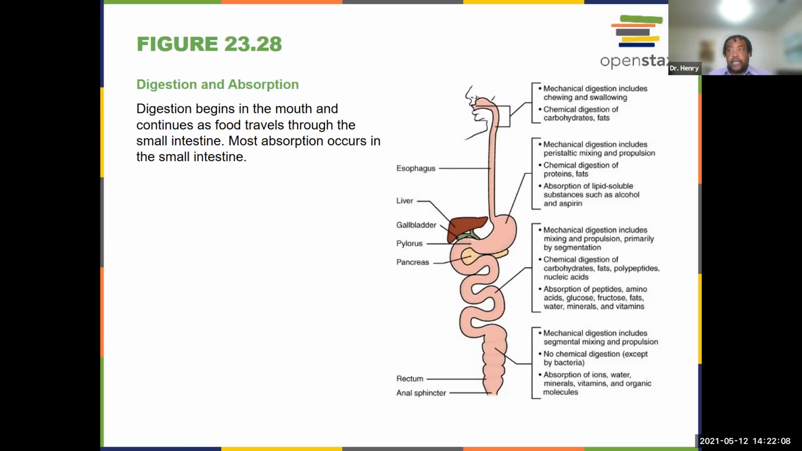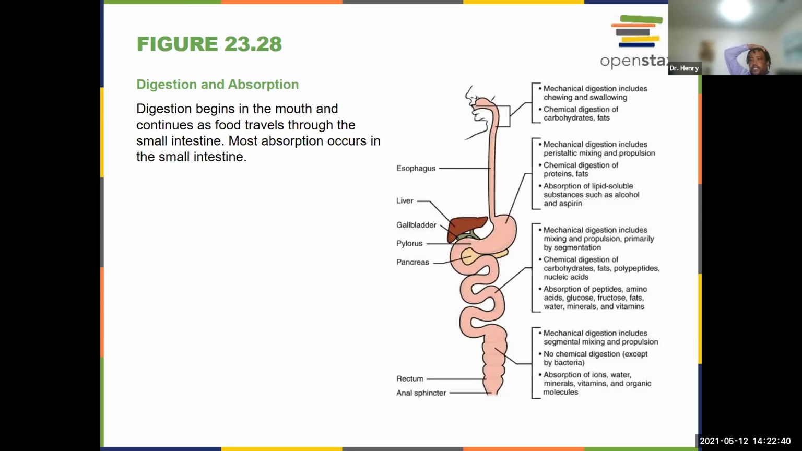You're going to have chemical digestion. So you're going to chemically digest more of your carbohydrates, your fats, your polypeptides, because we kind of broke everything down earlier. So now we have just polypeptides and nucleic acids. We're going to absorb our peptides, our amino acids, glucose, fructose, fats, waters, minerals, and vitamins.